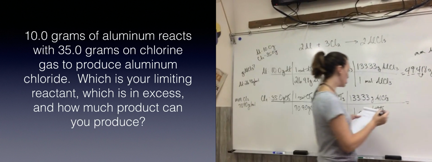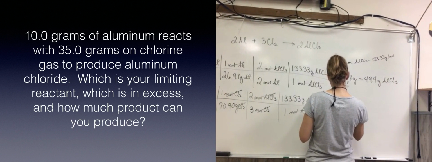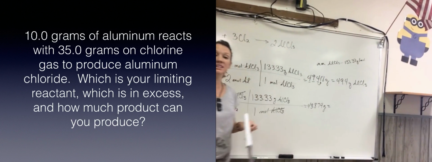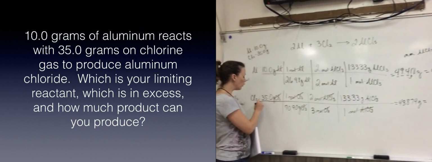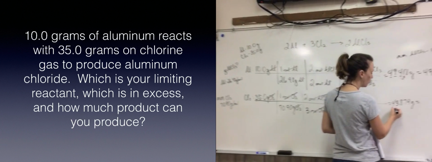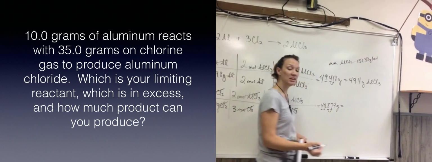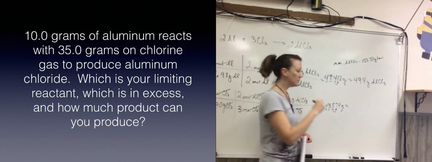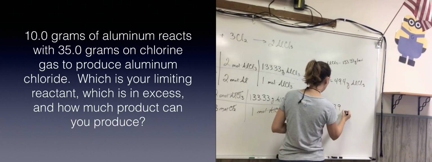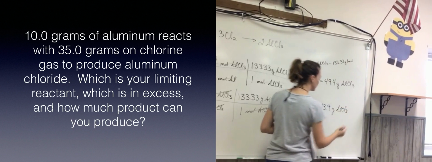When I do that, what you should end up getting is 43.879 grams. But I'm not done yet. Remember, significant digits. Go to your starting point. 1, 2, 3 significant digits. Come to your answer. 1, 2, 3. Round that 8 based off the number behind it, which is 7, which is going to round that 8 up. So you should end up getting 43.9 grams of aluminum chloride. Okay.